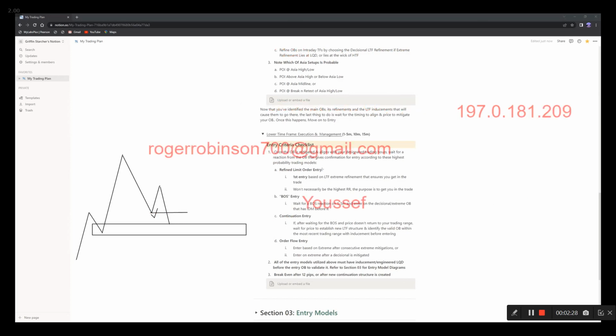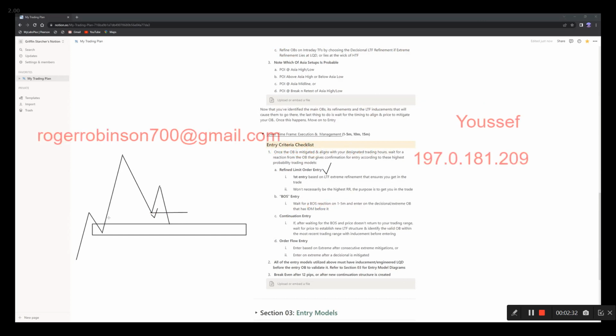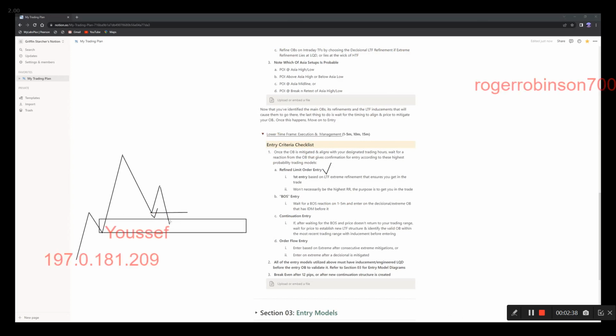By having a refined limit order, this ensures that you're going to be getting in the trade. So it doesn't matter if you have a decisional or extreme order block. What I always do is, if this is my higher time frame OB, and let's say this is the higher time frame order block, my first entry that I will always take will be either on the higher time frame if the first TP is a 1 to 5 or above.